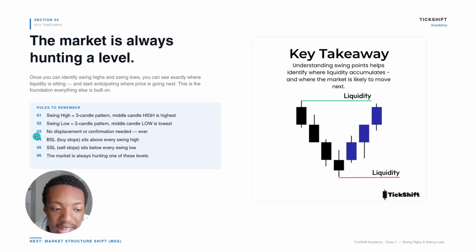You should understand that at swing highs, there are buy stops above them. So we have buy side liquidity at swing highs, and sell side liquidity at swing lows. Sell side liquidity rests below swing lows, so it's the same exact thing as buy side liquidity, but opposite. Sell stops rest down here below our swing low, and the market is always hunting one of these levels. The market is always hunting either a swing high or a swing low.